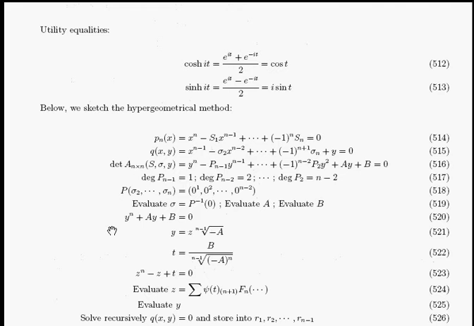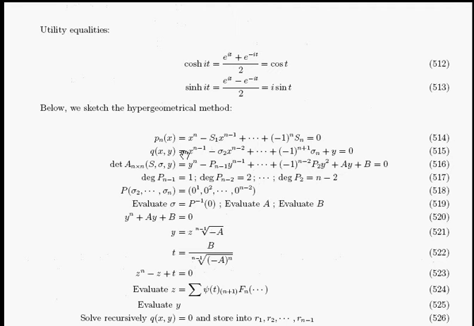So the sketch of the hypergeometrical method I found for the quintic, but I'm not sure that it is possible to zero every coefficient 1, 2, ..., n minus 2 for degrees 6, 7, 8, 9 and 10. But here is the method.